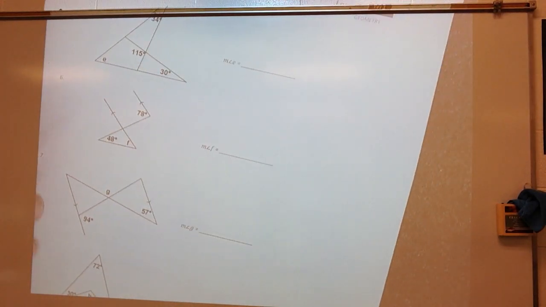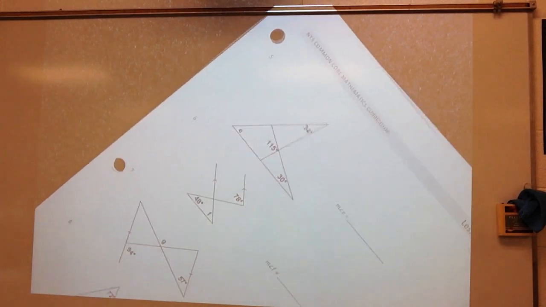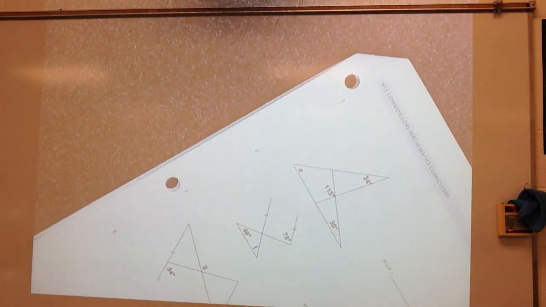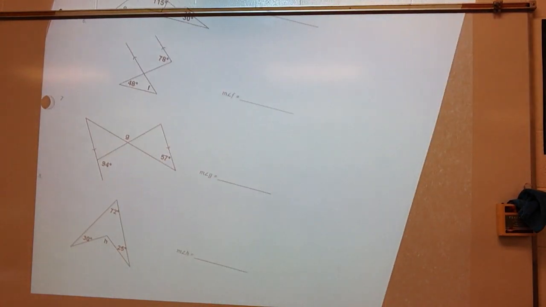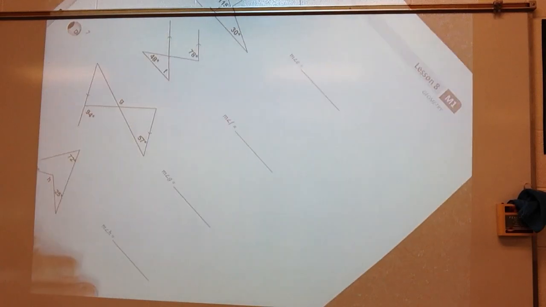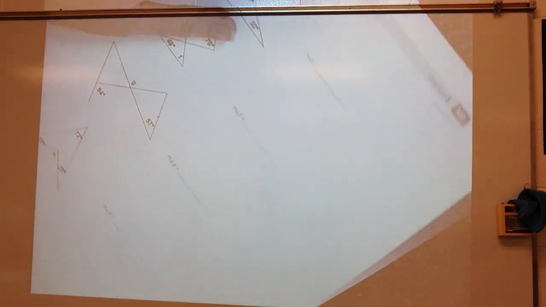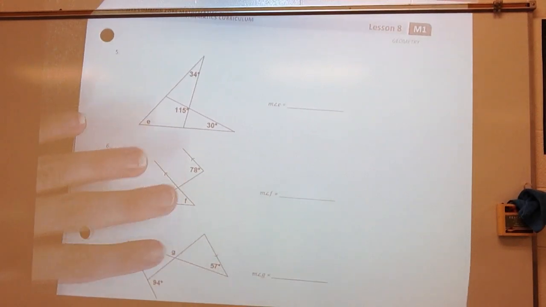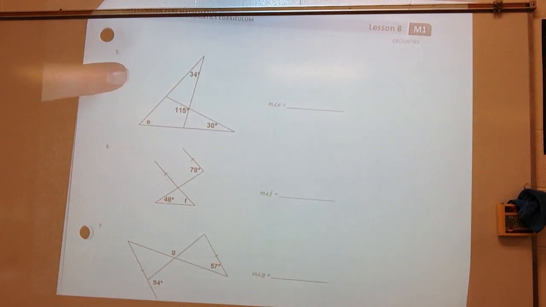All right, number 5. We're going to do a few more, and then I'm going to allow you to do some of these on your own tonight. So we'll do 5 and 6, and that'll leave you 7, 8, 9, 10, 11. So number 5 and number 6. So let's look at number 5.